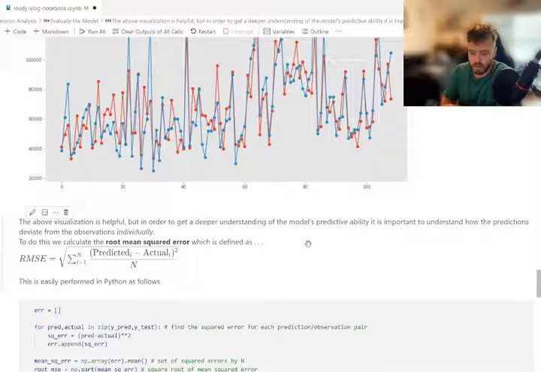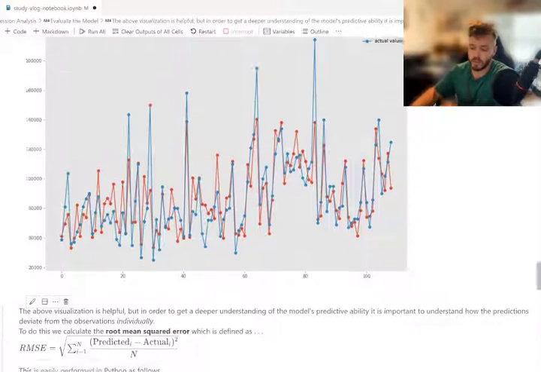So to quantify exactly how accurate our model is, we want to look at what's called the root mean squared error, which you can basically think of as an average of how much error there is in your model. So we have all these residuals here, which is like the distance.